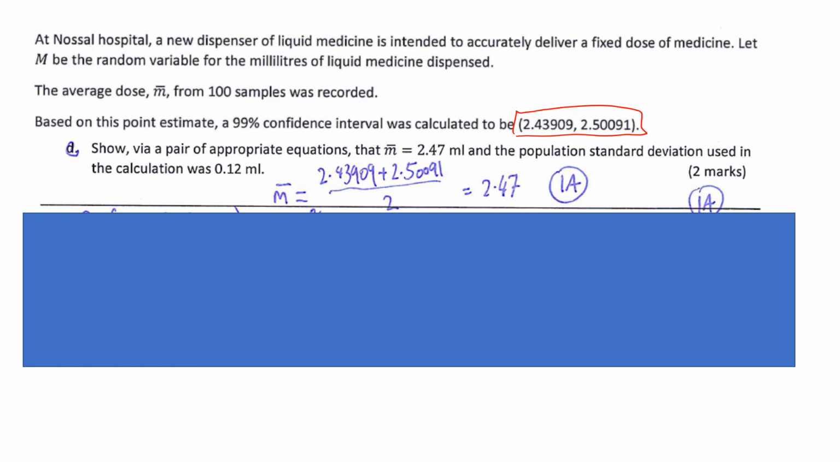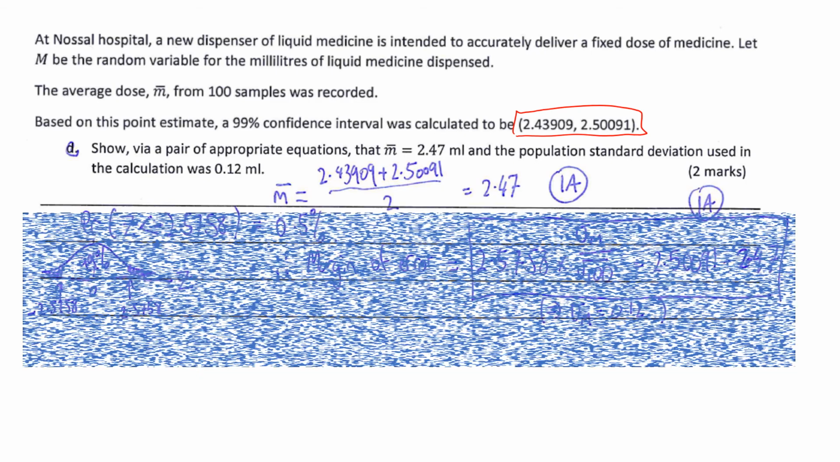Now, what I did was I just appealed to the margin of error. So the margin of error, the difference between 2.47 and one of the endpoints, equals the K value marking a 99% confidence interval times sigma divided by the square root of the number of samples, the square root of 100. But what was that K value that marks a 99%? I wanted you to be able to work that out with your calculators.